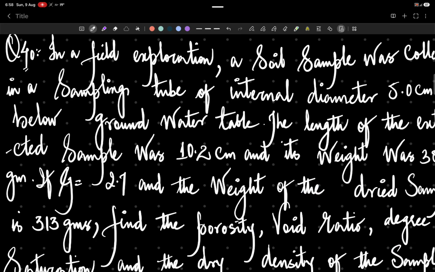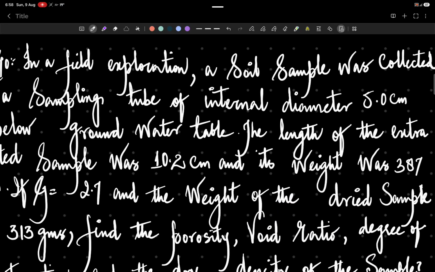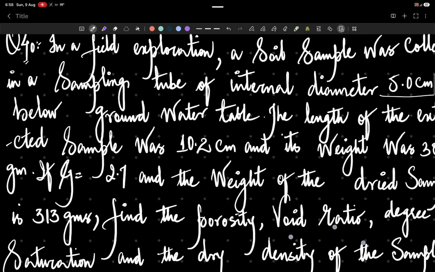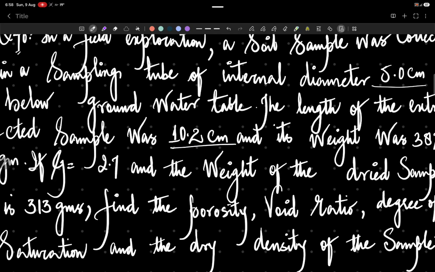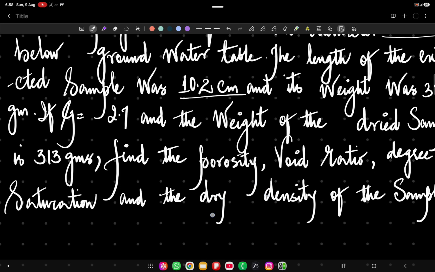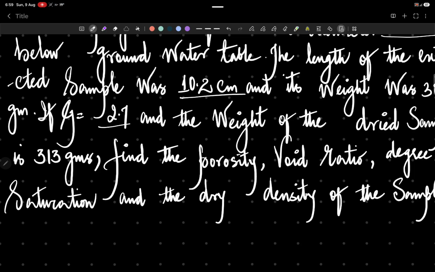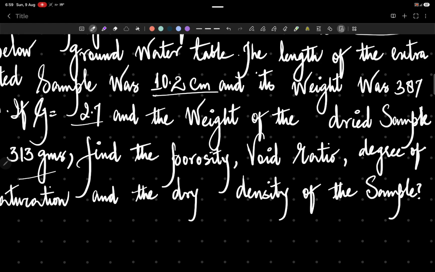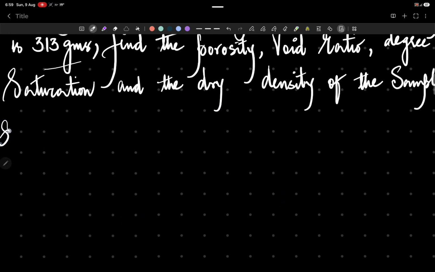The next question is, in a field exploration, a soil sample was collected in a sampling tube of internal diameter 5 centimeters below ground water table. The length of the extracted sample was 10.2 centimeters and its weight was 387 grams. If G is 2.7 and the weight of the dried sample is 313 grams, find the porosity, void ratio, degree of saturation, and the dry density of the sample. All right, so let's solve this question.